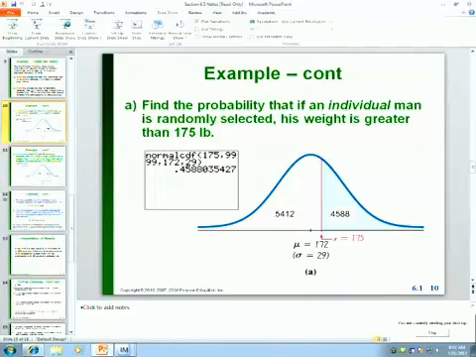And then when using normal CDF, you're going to say, I'm looking for a probability or the area that starts at 175 and goes forever to the right. We're going to use 9,999 for that, given that the mean is 172 and the standard deviation is 29. Put all four of those arguments in, hit enter, and you get about 46% or a probability of about 0.4588.